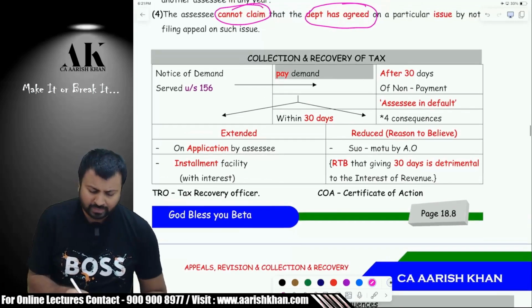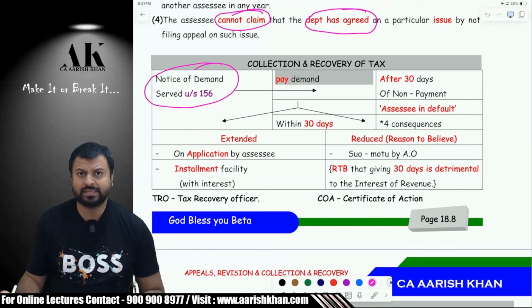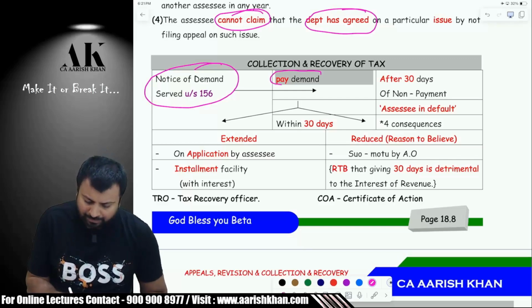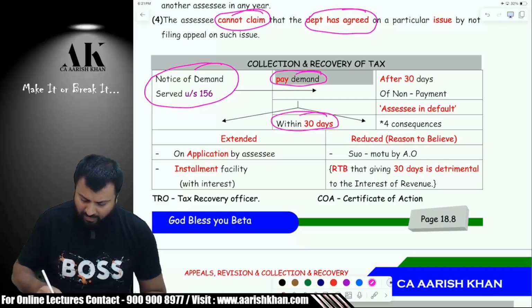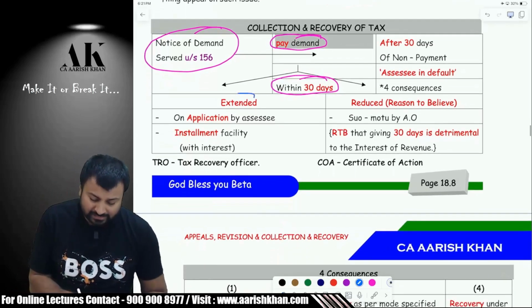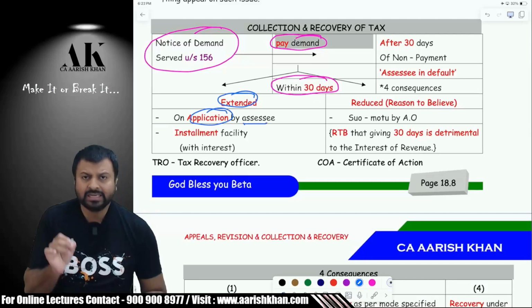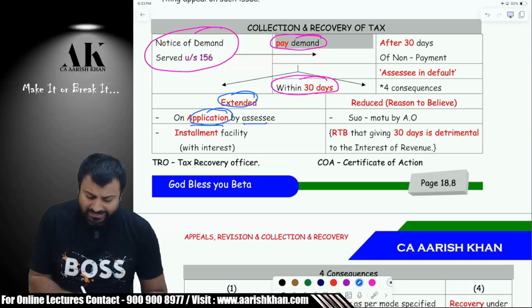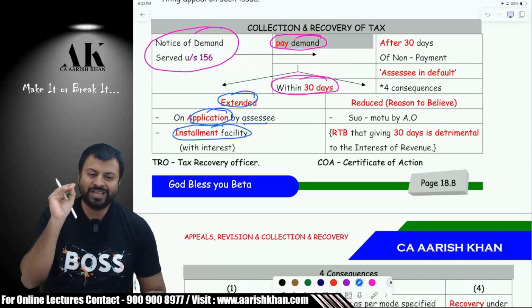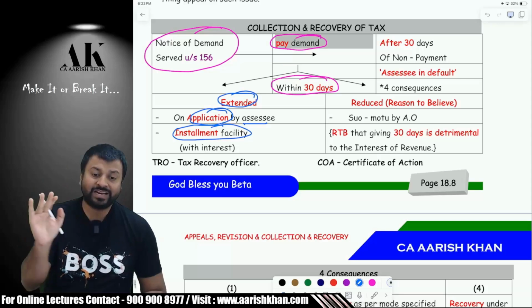Collection and recovery. Notice of demand comes under section 156. Once you have received the notice of demand, you have to pay the demand within 30 days. Within how many days do you have to pay the demand? Within 30 days. Now, can I get an extension? Yes. If you make an application, the AO may extend the time, or they can also give you an installment facility, but with interest, not without interest.